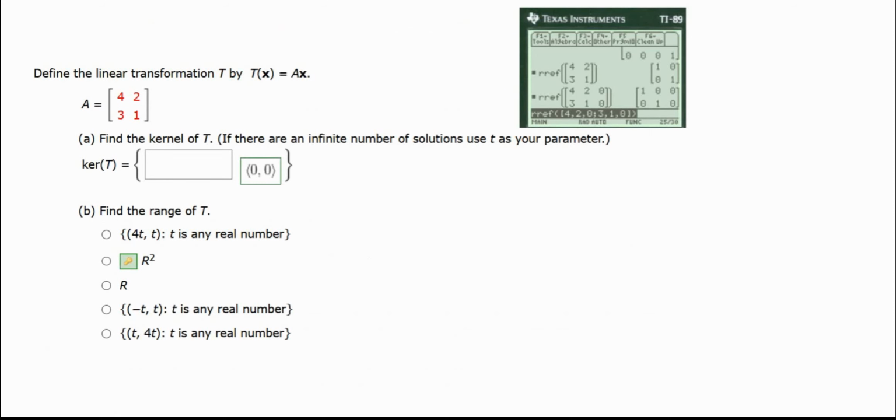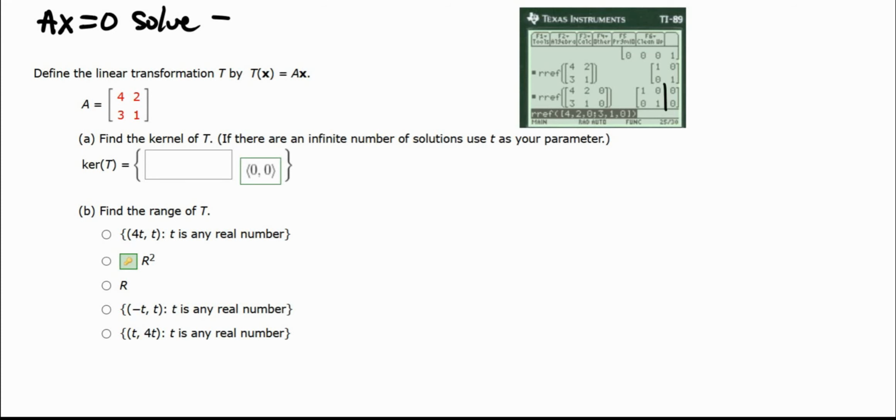Now we can look at some problems, right? So here it says define the linear transformation T as T of x equal to A of x. We're given the matrix A, find the kernel of T, and then find the range of T. So what we do is we reduce this matrix. We set it equal to 0 and we solve the homogeneous. When we're dealing with the kernel, remember the kernel maps into 0, right? So we solve that.